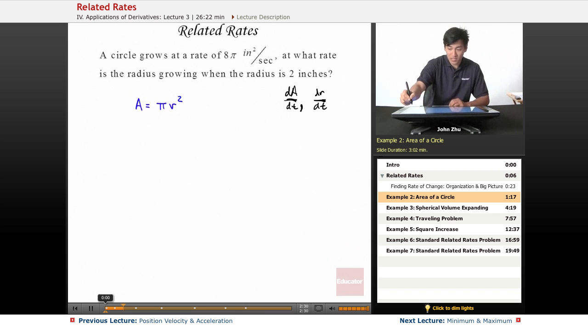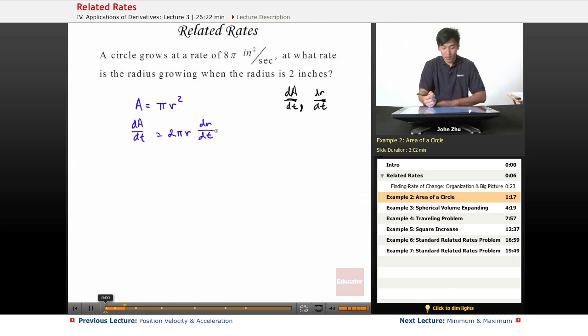Then we take the derivative of this. dA/dt equals 2 pi r dr/dt. So radius is changing with respect to time, and so is area changing with respect to time. Now we're looking for what rate the radius is growing. That translates directly to what is dr/dt. We have other variables here, but they tell us what they are.